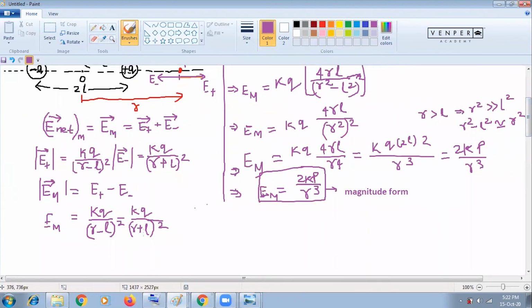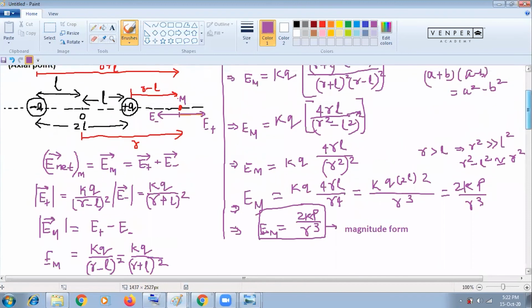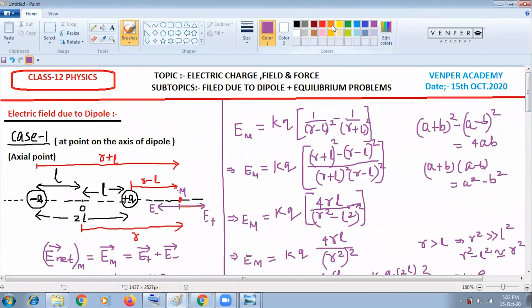Here, if you want to write the net electric field direction, how? Everyone check. The net electric field direction, this is your EM direction. So it is the direction of EM. That means the net electric field will come in the direction of the dipole moment actually. So this is the E vector direction. E at M, the net electric field, is this way, towards the right, because the positive charge is more.